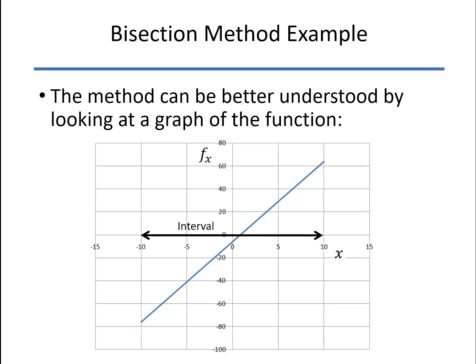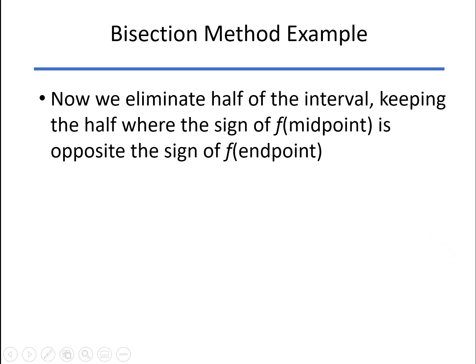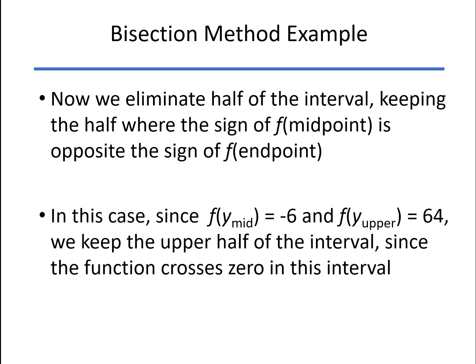Now, let's take a look at the graph here. So here's our interval from minus 10 to 10. You can see we've got a positive value here, a negative value here, and in the middle we also have a negative value. Because this one's negative and this one's positive, we know that this is the half that we want to keep, that the solution has got to cross between here and here. So again, we keep the half of the interval where the function at the midpoint is opposite sign of the function at the end point. And in this case, it means we're going to keep the upper half of the interval.